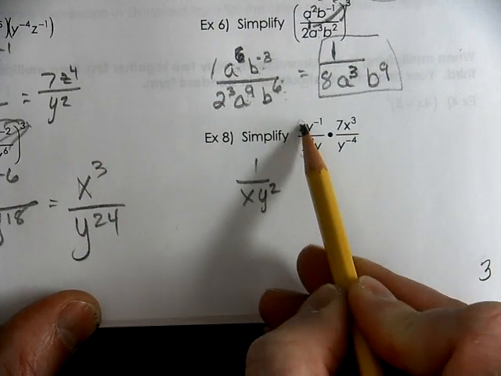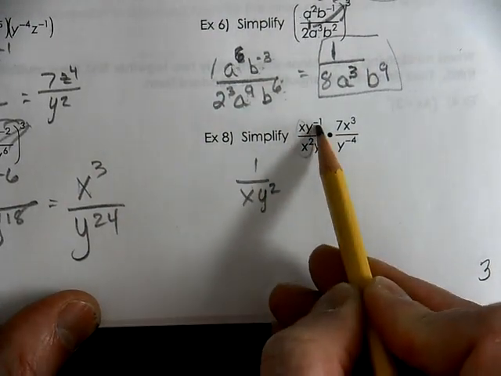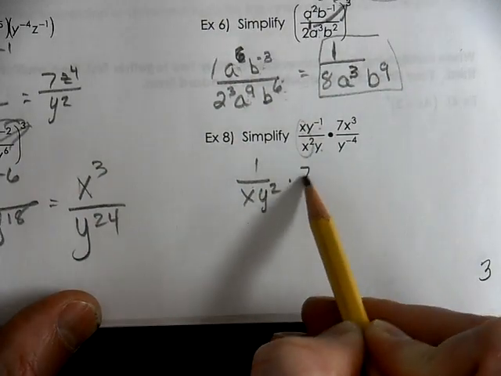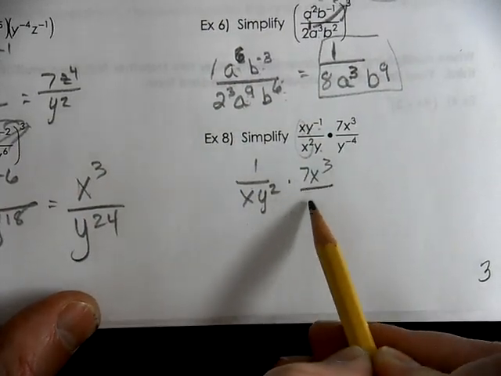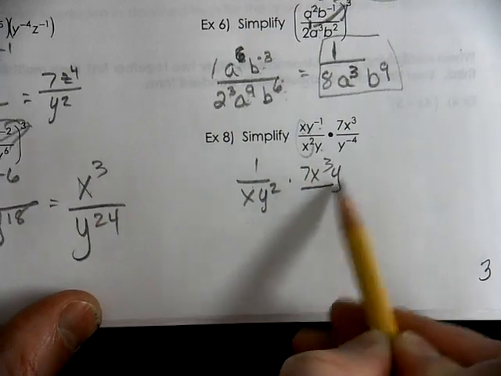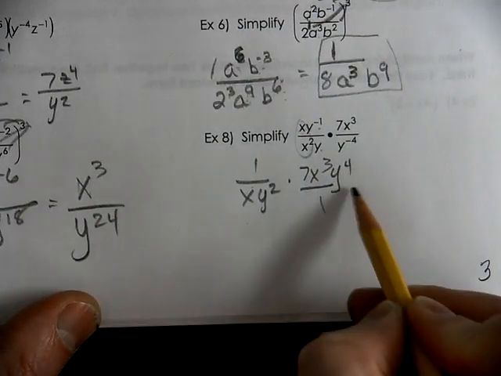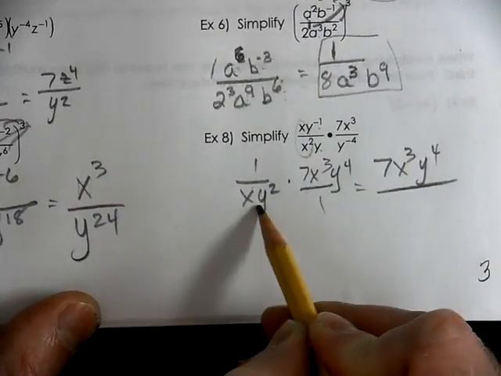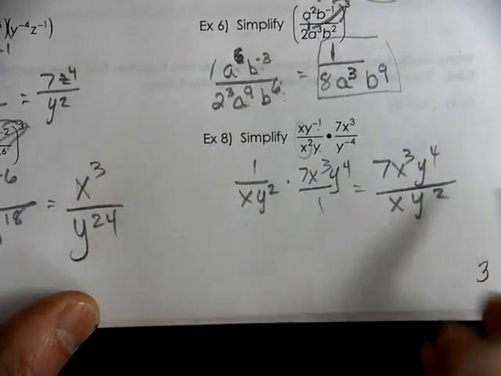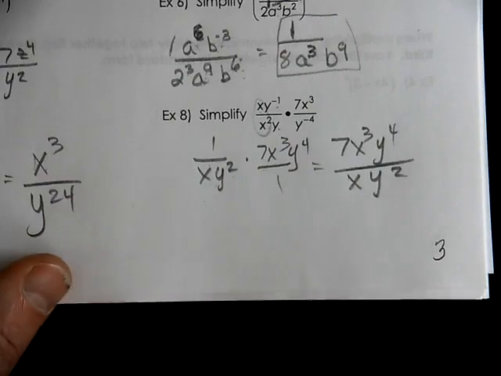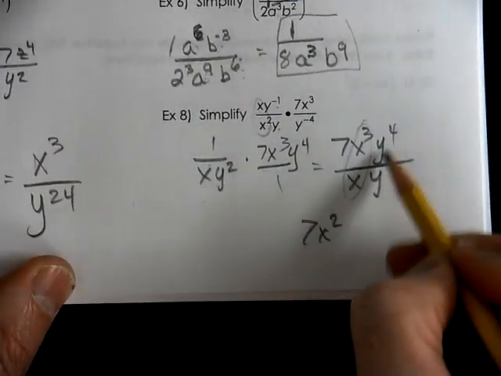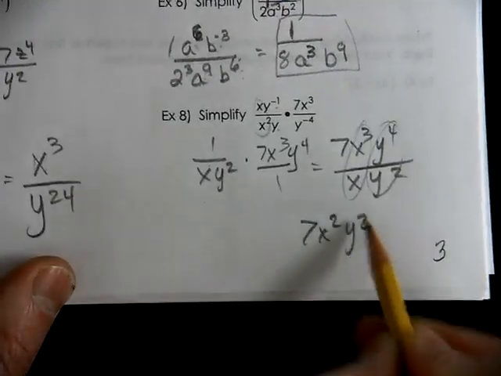I notice that I have more x's on bottom than I have on top, and my negative comes to the bottom to make y squared. My 7 is fine, my x is fine, my y has a negative exponent, so it goes to the top. So I have 7x cubed y to the 4th with my xy squared, and I need to simplify that. That tells me I have 2 more x's on top, and this tells me I have 2 more y's on top.